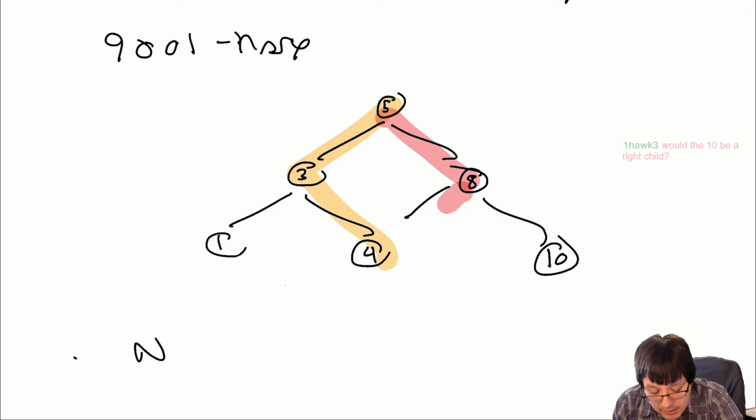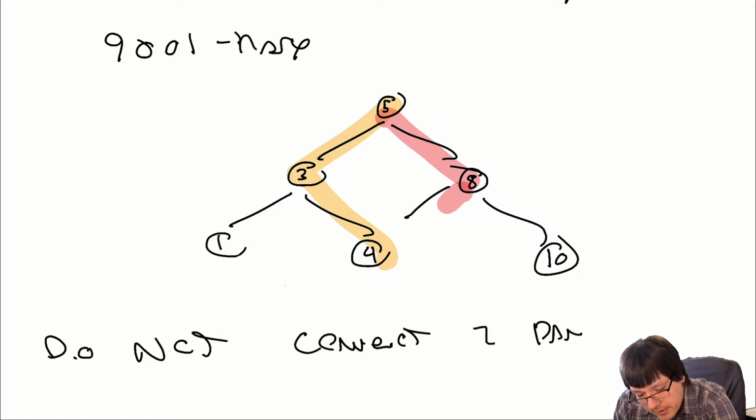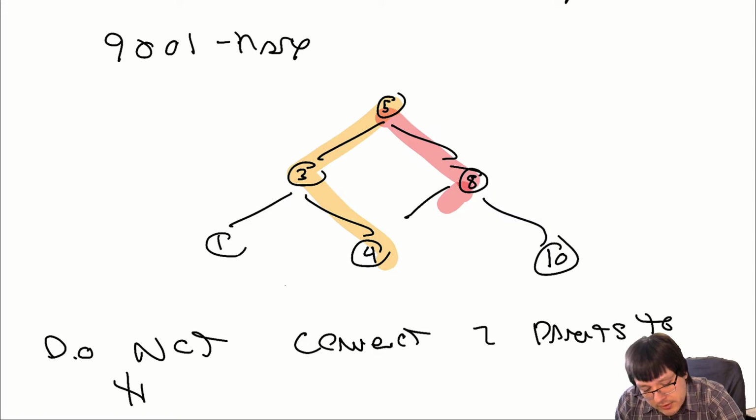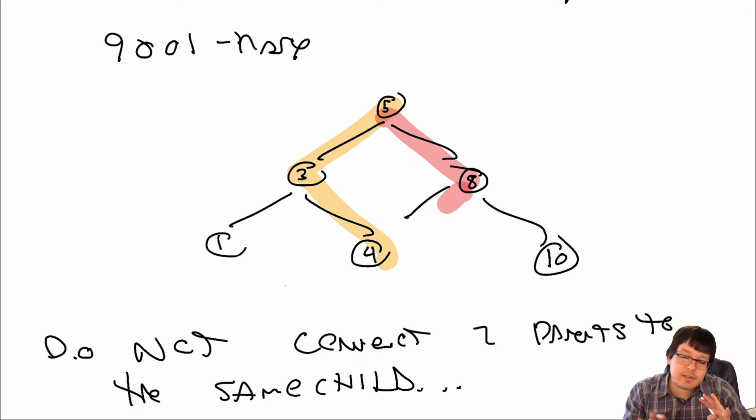So I'll put, do not connect, I suppose, 2 parents to the same child. I want to make sure I emphasize that. When you're coding these algorithms, if you do that, you're either going to get infinite recursion, or it's just going to run forever, or it's going to crash, or it's never going to finish sorting. Big mess.